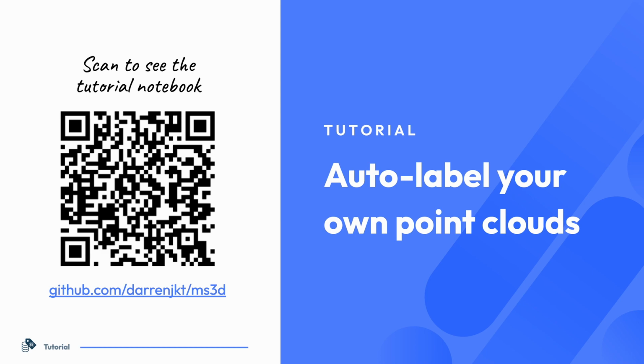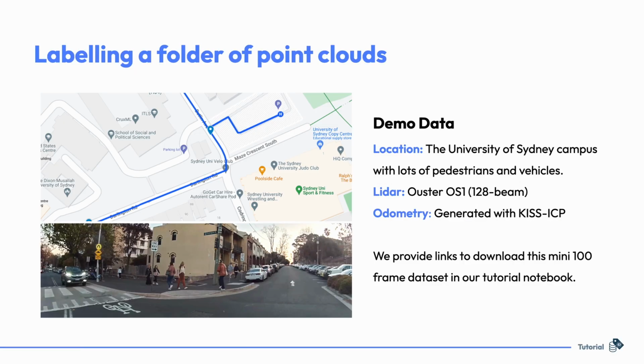So for this part, I've basically screenshotted the parts of the Jupyter notebook and just copy-pasted it in to make it easier, but you can have it for your reference. So what we show in this tutorial is that we collected some data in the University of Sydney campus. We used an Ouster 128 beam, the OS1, and we also used an open source LiDAR odometry called KISS-ICP from the University of Bonn to generate the localization. And we provide links to download this mini 100-frame point cloud dataset as well in the tutorial.